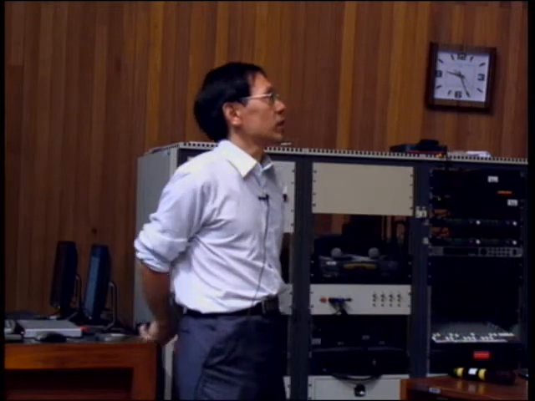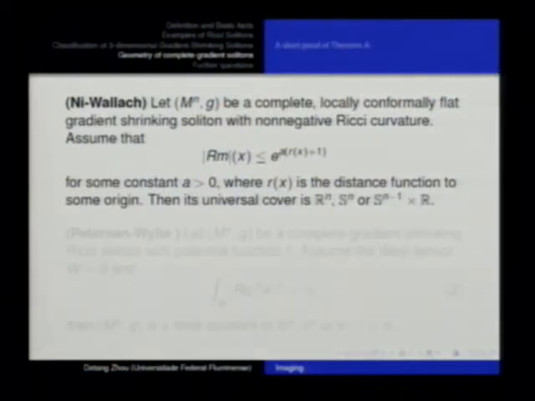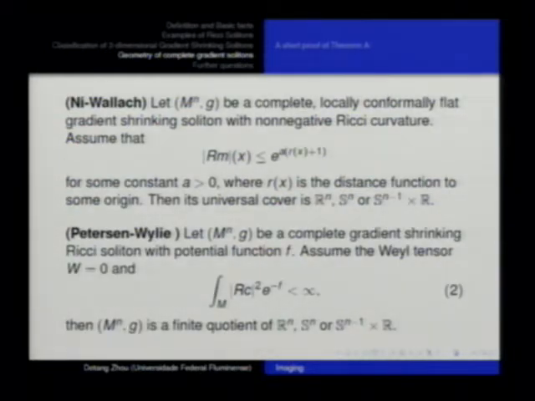For the high-dimensional case, Lee and Wallach can also use their tools with more computations, and they can prove that with this curvature growth, they can give a classification with the assumption of locally conformally flat in the high-dimensional case. So they can classify the gradient solitons like this. Also, Petersen and Wylie change this condition to this.